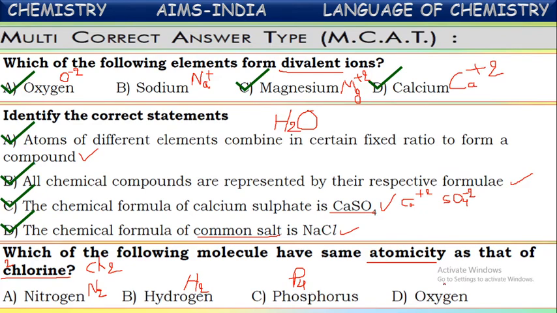Now what about oxygen? The molecular formula of oxygen is O2, and its molecule also has 2 atoms in each molecule. So it is also diatomic. Now, as chlorine is diatomic, nitrogen, hydrogen, and oxygen, these three also have the same atomicity as that of chlorine. Okay, these three are correct answers. Whereas phosphorus is tetraatomic. The atomicity of phosphorus is 4.